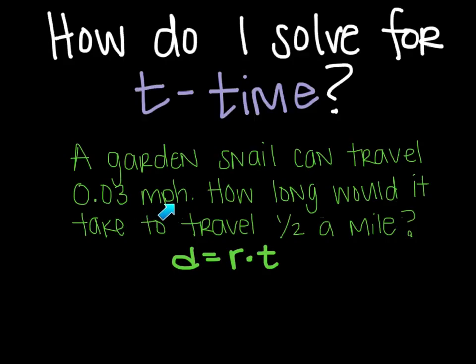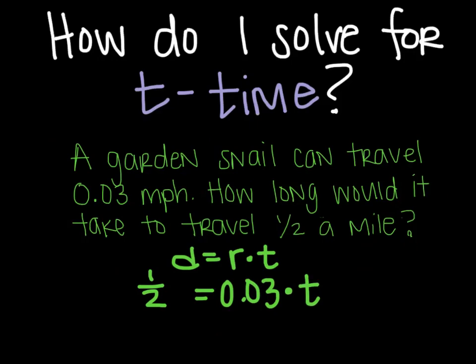We see here miles per hour. That should automatically have a flashing light going off in your brain saying that is rate. So we're going to write that down for R, 0.03. And then the next thing that we see is traveling a half of a mile, and that is very clearly distance. And our labels do match up because we're talking about miles in both our rate and our distance. So we can just say 1/2. You could also say 0.5. It doesn't really matter. And then how long would it take is the question that's talking about time.